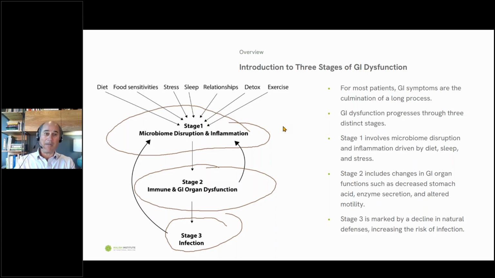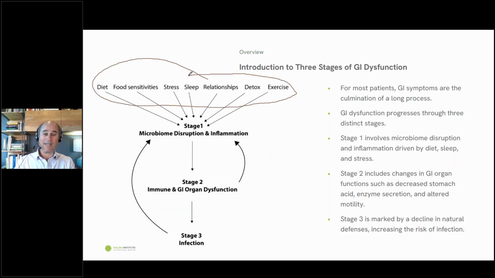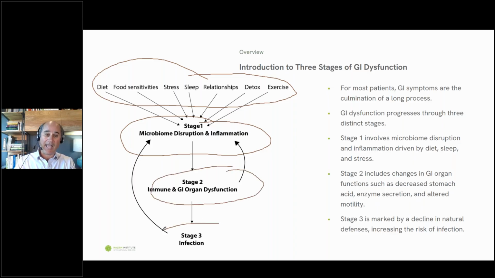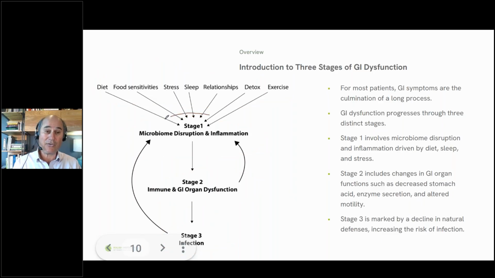All this stuff at the top together in different combinations starts to throw off your microbiome, which starts to throw off your GI organs, and if your immune system gets weak enough, you pick up GI infections. So then this also shows you the treatment sequence. You can either treat a stage 1 and then do 2 or 3, or you can start with a 3 and then do a 2 and a 1.